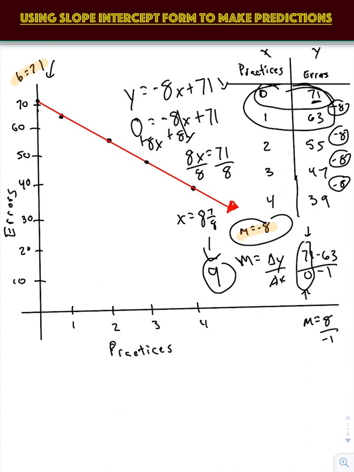So that's about it. Hopefully this helps with thinking about how we can use graphs, tables, and hopefully mainly equations in slope-intercept form to help us make predictions about what will happen and help us to make data-driven decisions as we move forward.